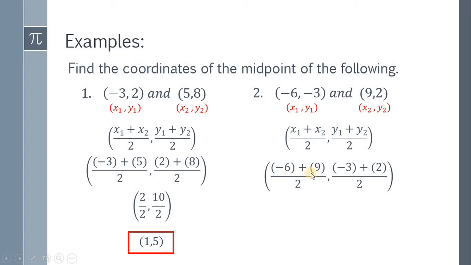Now, substitute lang natin lahat ng mga values na meron. So we have negative 6 plus 9, ito yung x sub 1 and x sub 2, divided by 2, comma, negative 3, y sub 1 plus y sub 2, yung 2, divided by 2. Simplify natin. We have negative 6 plus 9 is 3 divided by 2. Negative 3 plus 2 is negative 1 divided by 2. Since hindi na yun masisimplify, nasa simplest form na siya, therefore, the coordinates of the midpoint of these 2 points is 3 over 2, negative 1 over 2. And we're done.